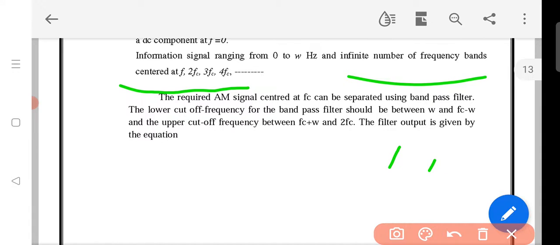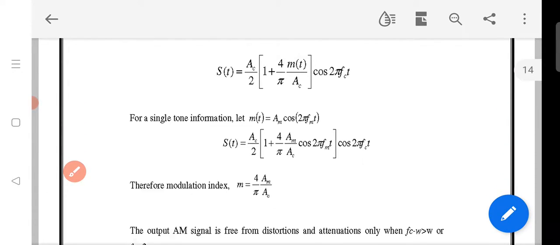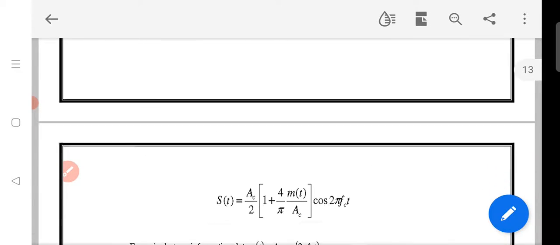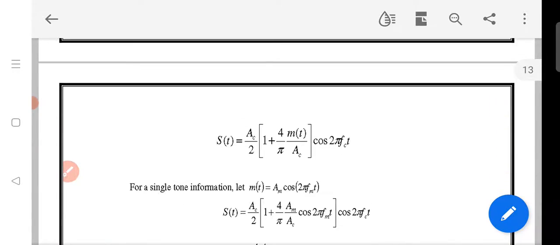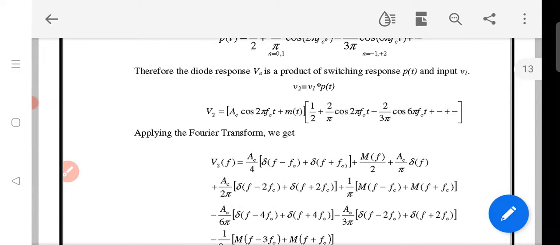Okay, so the remaining higher order terms, it means the 2fc, 3fc, 4fc terms, are eliminated by the band pass filter, which is accommodated at the output of our modulator. So finally that equation, our s of t, s of t means our AM modulated wave.